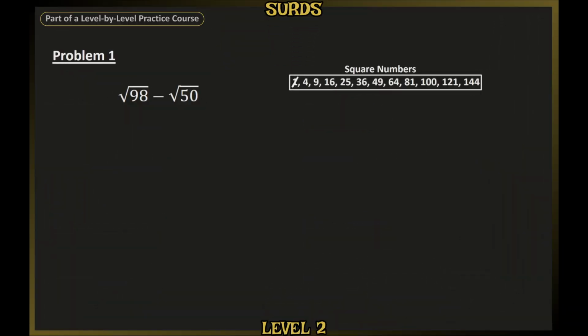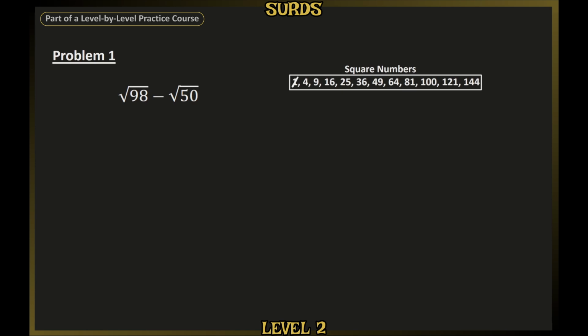In problem 1, we're simplifying the square root of 98 minus the square root of 50. Now, adding and subtracting surds is a lot like collecting together like terms. We need the surd parts to match to be able to add or subtract, and at the moment they don't. So what we need to try and do is simplify the two surds, make sure they have the same surd part, and then we can subtract them.